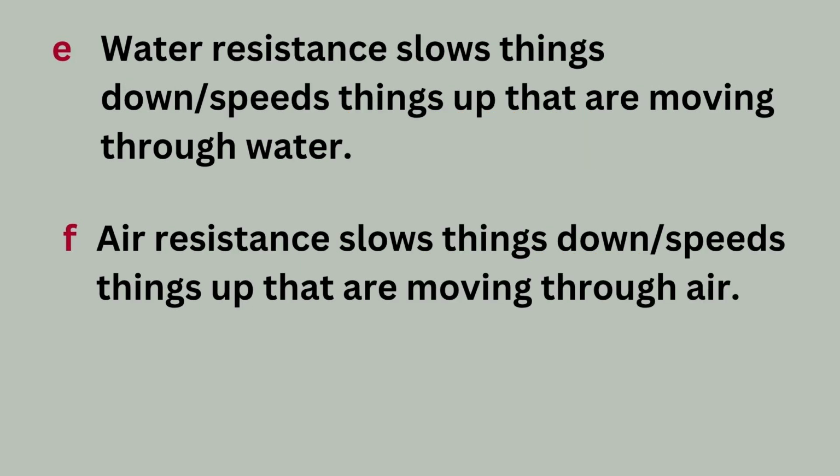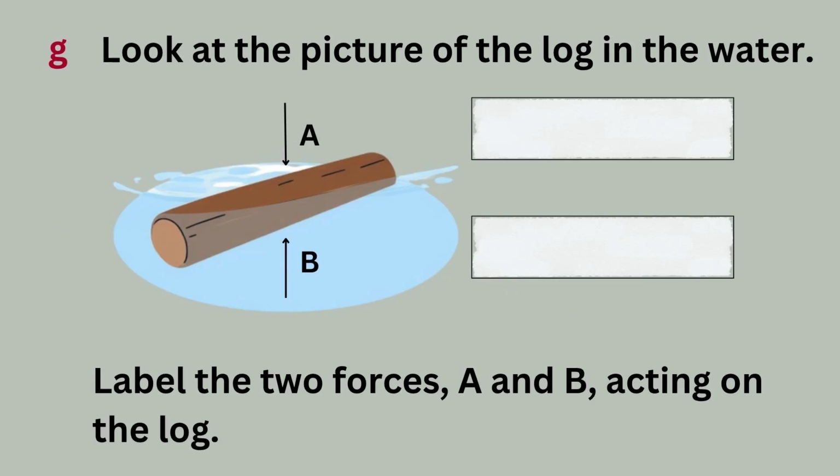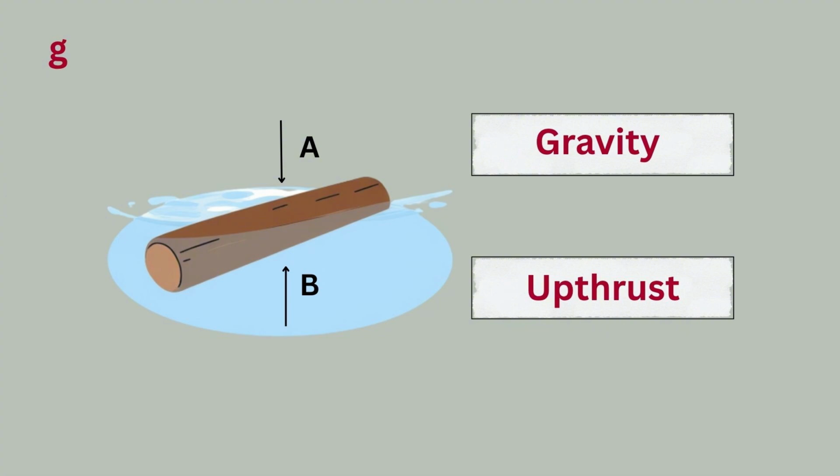E. Water resistance slows things down that are moving through water. F. Air resistance slows things down that are moving through air. G. Look at the picture of the log in the water. Label the two forces A and B acting on the log. Force A is gravity and force B is upthrust.